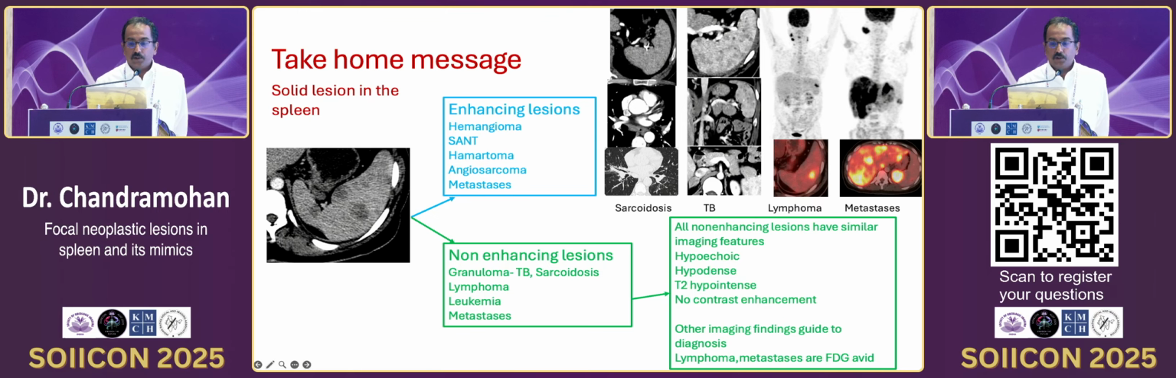So we'll have to look outside. In case of sarcoidosis, you look at the chest, mediastinal lymph nodes. If it is an abdominal TB, you look for multiple small necrotic nodes in the retroperitoneum. Or if it is going to be a remote lymph node, you think in terms of a lymphoma. And if there is a primary, it is a metastasis. And only lymphoma and metastasis will be FDG avid in this.